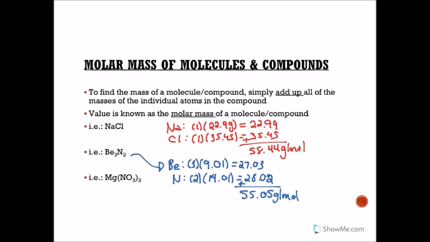And our last example here, we have magnesium nitrate. So magnesium, we have 1 magnesium. I looked that up on our periodic table. Magnesium is 24.30. Oh, let's switch my color here.